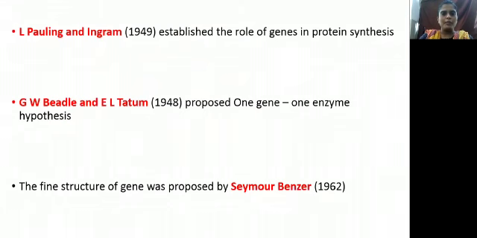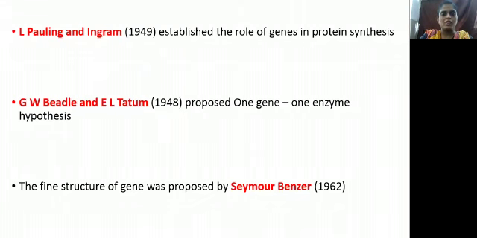Pauling and Ingram in 1949 established the role of genes in protein synthesis. So now we know that gene has information within it, that is codon codes for amino acid, and that produces protein. But Pauling and Ingram in 1949 established that there is a link between genes and protein synthesis. Beadle and Tatum in 1948 proposed the one gene, one enzyme hypothesis. That is, one gene can produce one enzyme.